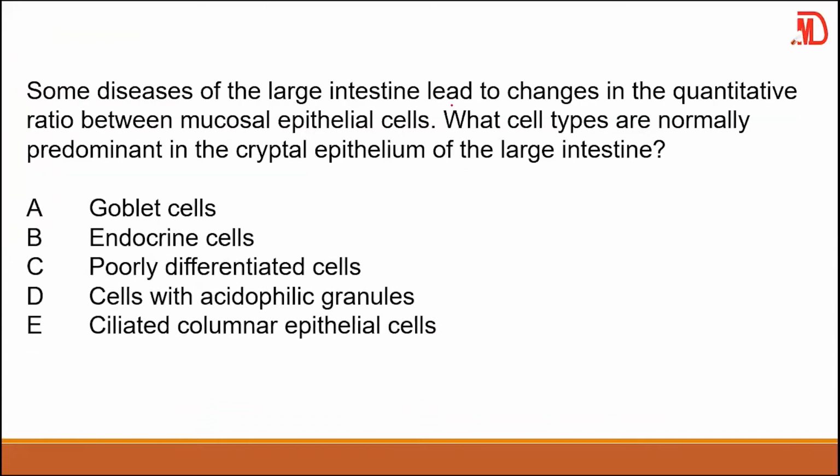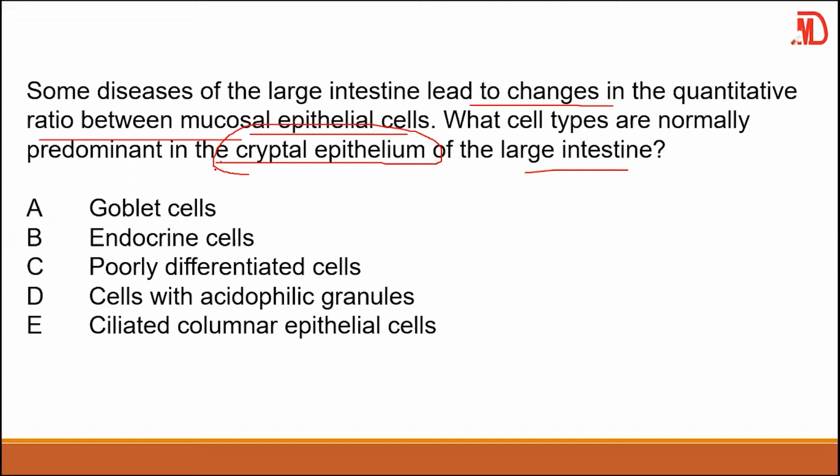Some diseases of the large intestine lead to changes in the quantitative ratio between mucosal epithelial cells. What cell types are normally predominant in cryptal epithelium of the large intestine? So we are definitely looking at what? The cells that are predominant in cryptal epithelium of the large intestine. Basically, the epithelium of the large intestine consists of crypts and intestinal villi.